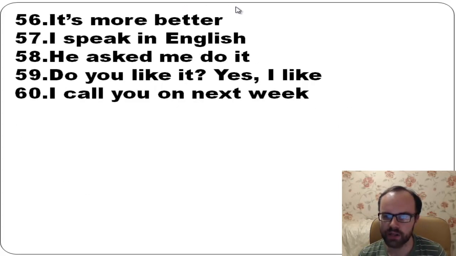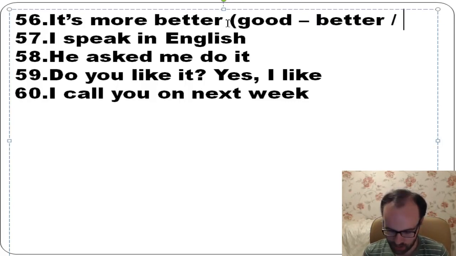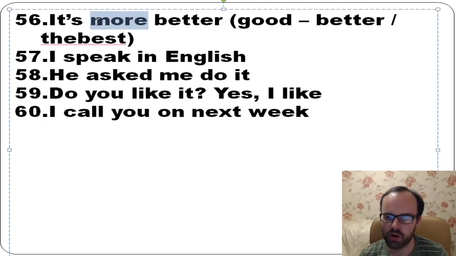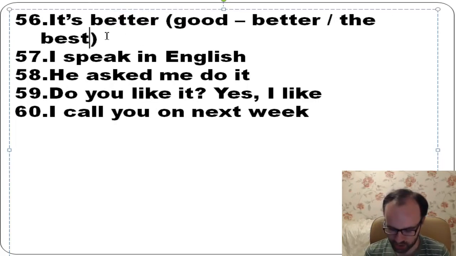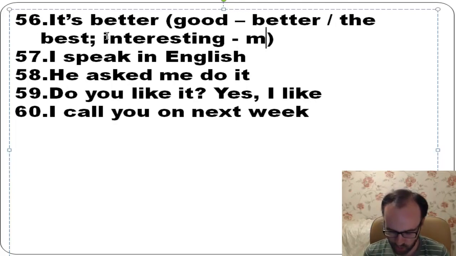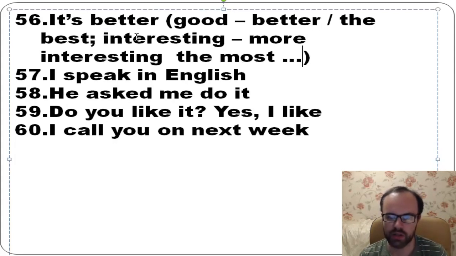Next, it's more better. You know that good, better, the best. You don't need more. You usually use more with long adjectives. For example, interesting is a long adjective. More interesting, and the most interesting. So if you have -er, you don't use more.